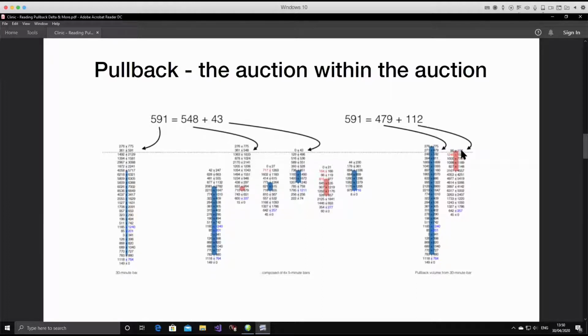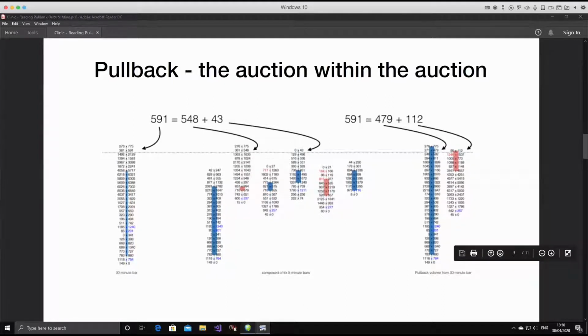479 plus 112 equals 591, which is ultimately what we get to. So this will have disappeared on the way back up. So that's the mechanic of the pullback column, the pullback candlestick. We are tracking the volume on the rotation away from the extremes of the candle in any time frame.